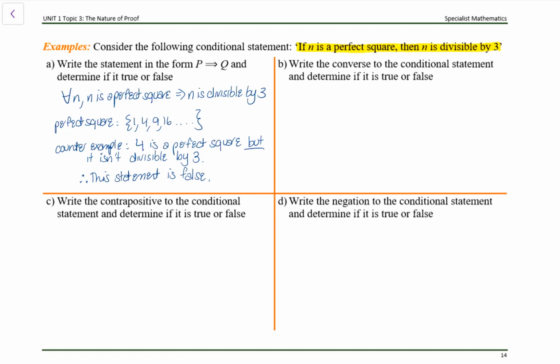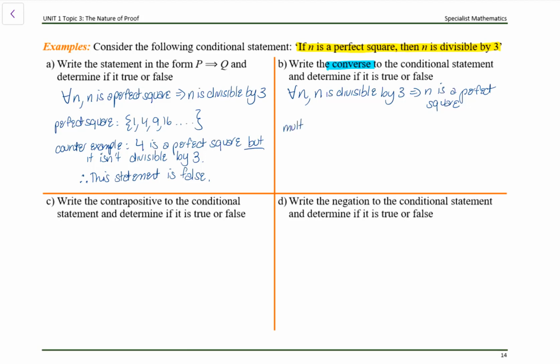Next, write the converse to the conditional statement and determine whether it is true or false. So the converse is going to be: for all n, n is divisible by 3, so we're swapping them over, which implies n is a perfect square. So the converse, we just swap it across. So let's look at that.